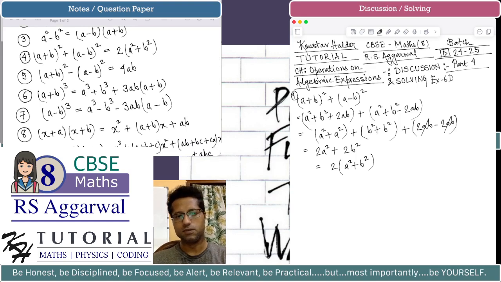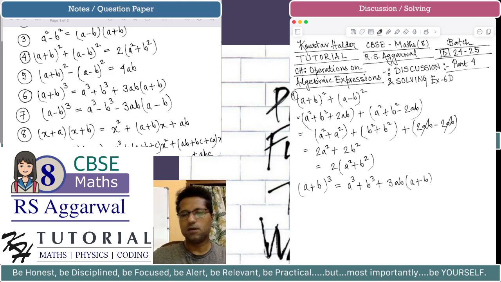(a + b) whole cube is equal to a cube plus b cube plus 3ab into (a + b), and (a - b) whole cube is equal to a cube minus b cube minus 3ab into (a - b). Now if you cannot remember the signs of the terms of the formula (a - b) whole cube, you can consider this formula, that is (a + b) whole cube. You must remember it properly, that is a cube plus b cube and then plus 3ab and then multiplied by (a + b).